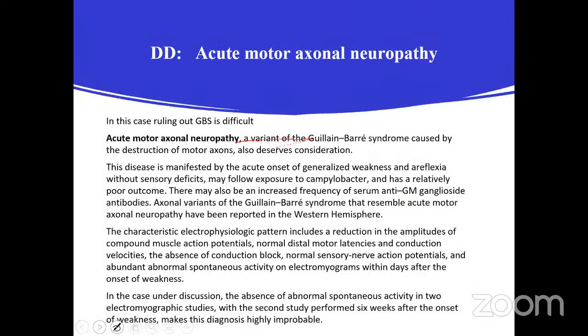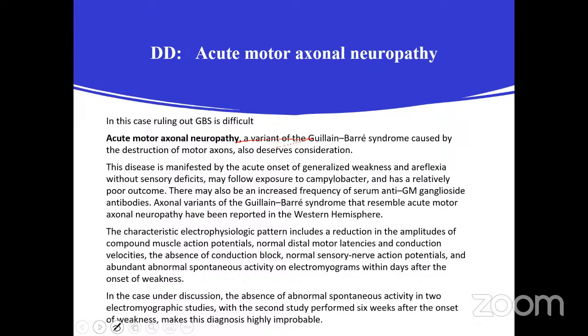But one variant is called acute motor axonal neuropathy. Acute motor axonal neuropathy is a variant of GBS and is caused by destruction of the motor axons. It also deserves consideration. This disease is manifested by acute onset of generalized weakness and areflexia, again like GBS without sensory deficits, may follow exposure to Campylobacter, and has a relatively poor outcome. There may be increased frequency of serum anti-GM ganglioside antibodies. The axonal variants of GBS that resemble acute motor axonal neuropathy have been reported in the Western Hemisphere, but not very much in the Indian subcontinent.